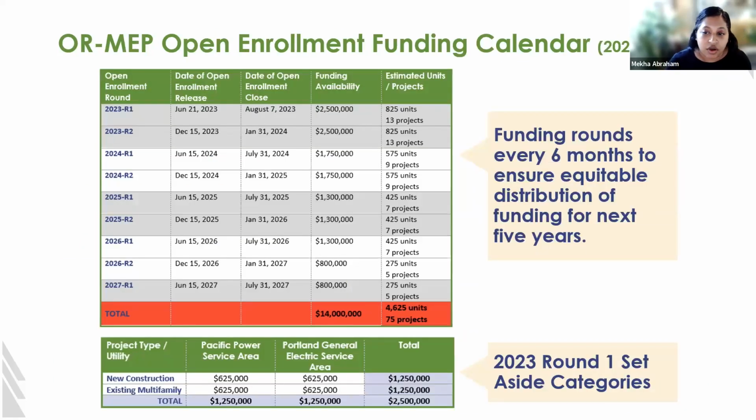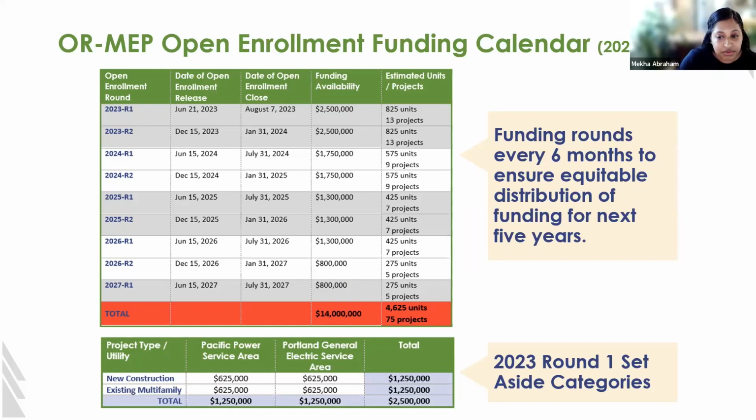So here is an overview of the 5-year open enrollment funding calendar that we are proposing from 2023 to 2027. We plan to have funding rounds every 6 months to ensure equitable distribution of the current $14 million available in funding for the next 5 years. You'll see that we front-loaded funding in the first year, knowing that we have an existing wait list.